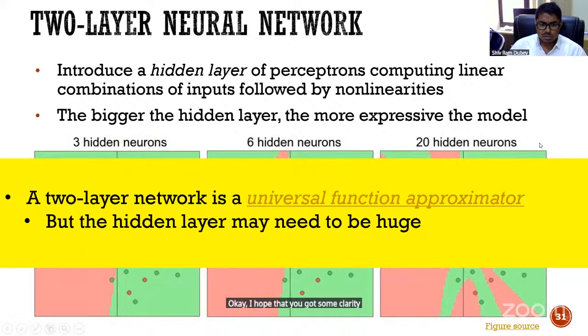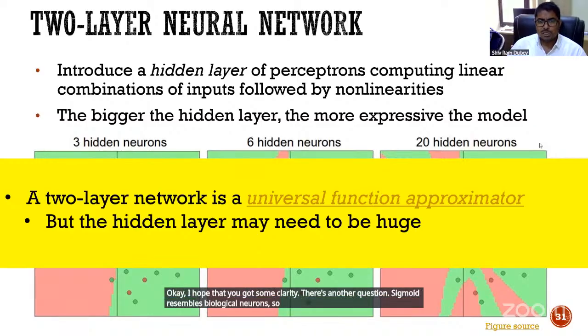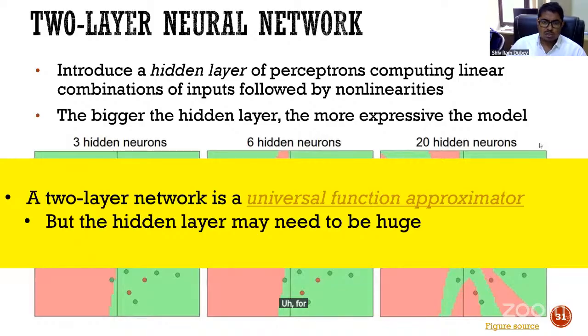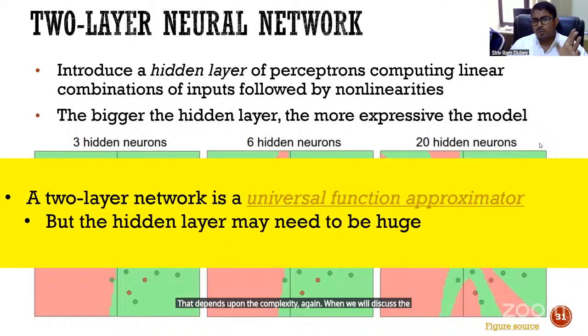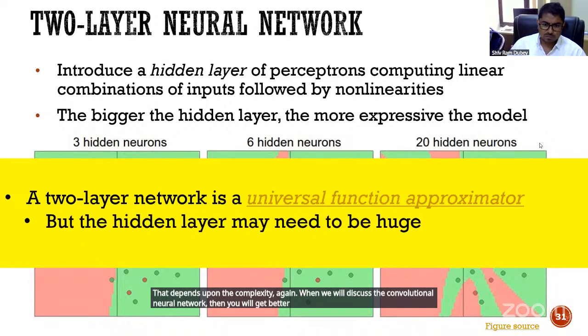There is another question. Sigmoid resembles biological neurons, so is it similar to spiking neural networks? Yes, some sort of, you can just think of that. For images, how to choose the input and hidden layers? That depends upon the complexity again. When we discuss the convolutional neural network, then you will get a better picture of this for images.